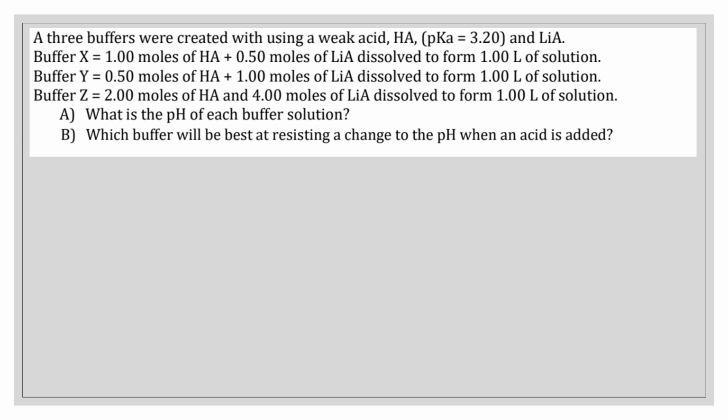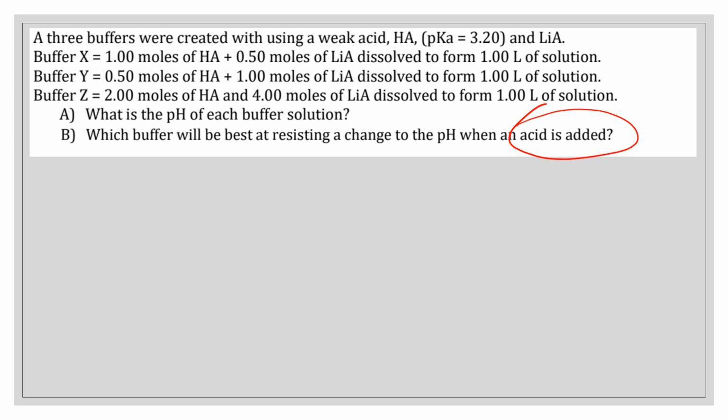And then which buffer will be the best at resisting change to the pH? So now instead of just one buffer, you have to analyze three and determine the pH of each, and then figure out what is the best at resisting change. So when acid is added, that's a specific part. So I'll give you all a minute. Y'all can work on this.